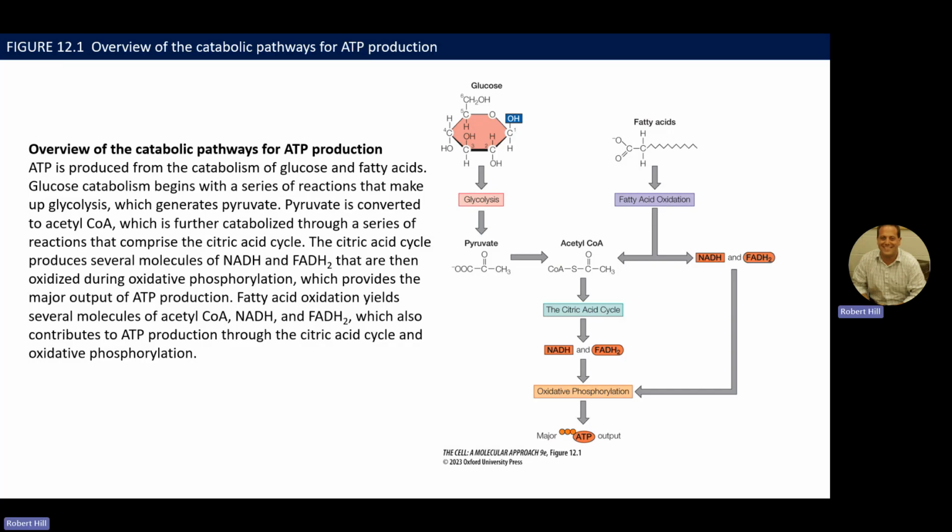So the fermentation pathway utilizes the pyruvate and breaks it down, and there are 2 different pathways. There's homolactic acid fermentation, and there's my personal favorite, ethanol fermentation. So if you're a yeast cell, you do ethanol fermentation. If you're a muscle cell, you do lactic acid fermentation.